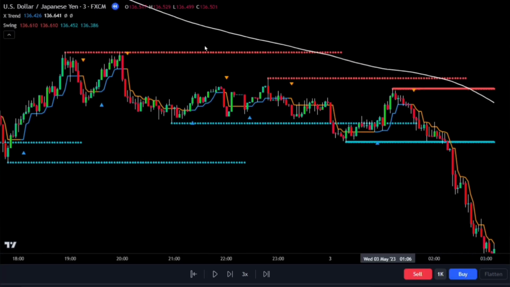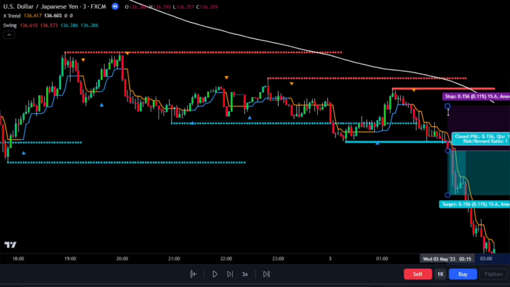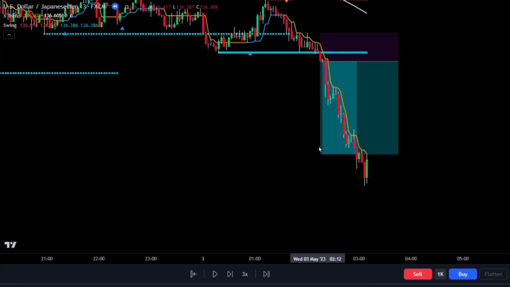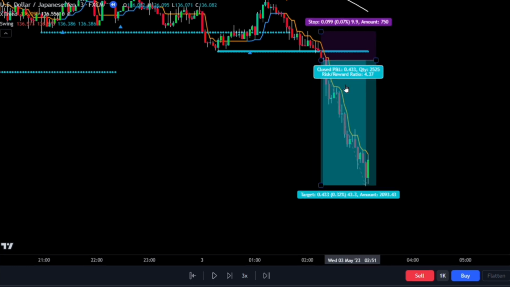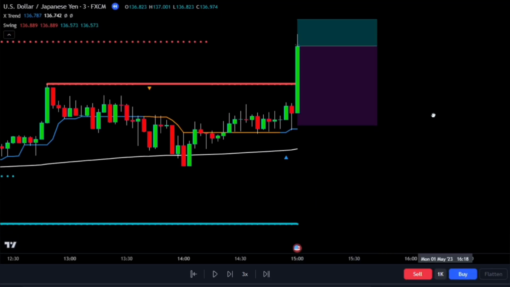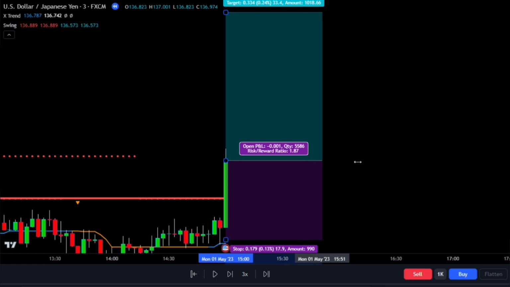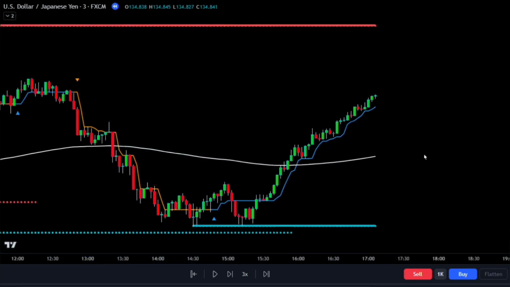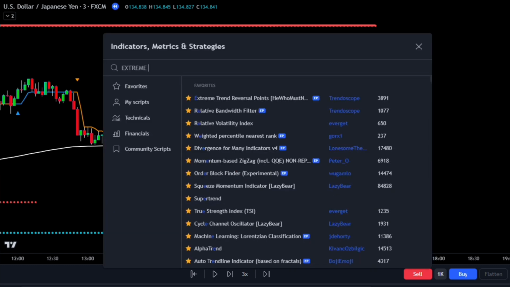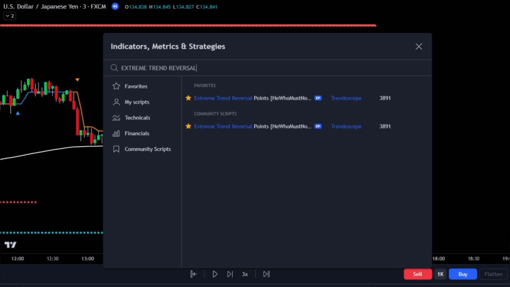When we look at the chart, we can see that prices respected these levels before eventually breaking through the support level. When the price breaks below the blue support level, it suggests that the downward trend will continue. On the other hand, when the price breaks above the red resistance level, it indicates that the price will likely keep going up. Now, let's move on to the third indicator, called the Xtreme Trend Reversal by Trendoscope.